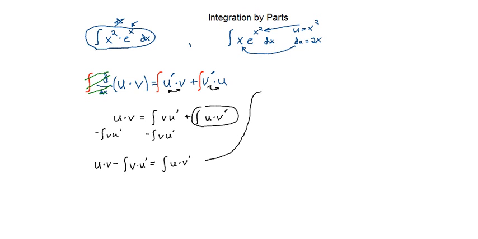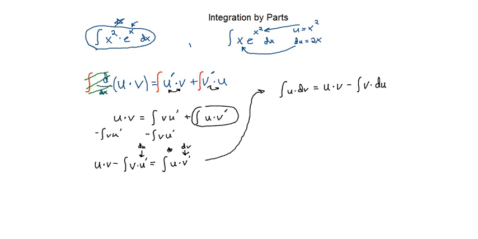I'm going to rewrite v prime, the derivative of v, as dv. u prime, I'm going to rewrite as du. And I'm going to put this term first, because that is actually what we're interested in. So the integral of u times dv is equal to u times v minus the integral of v times du.